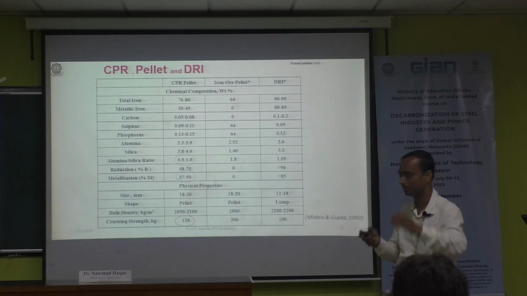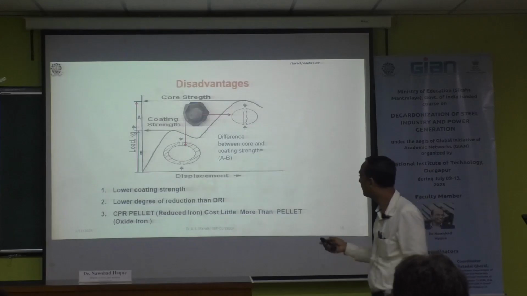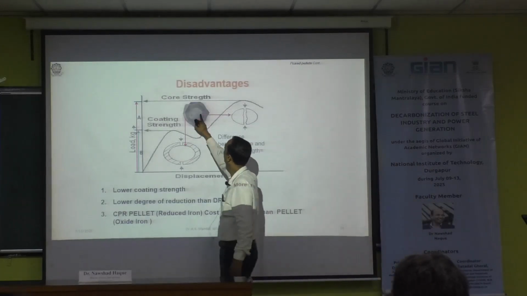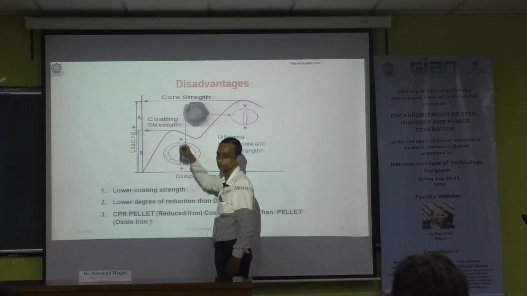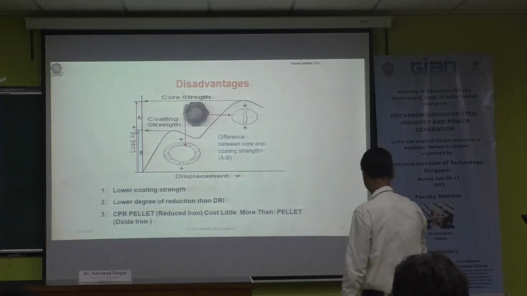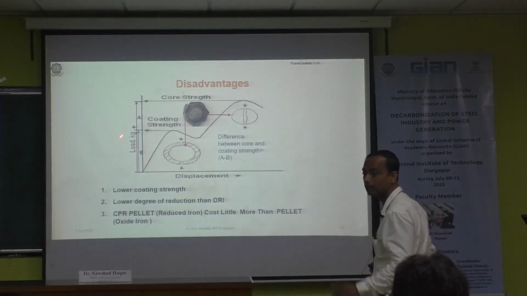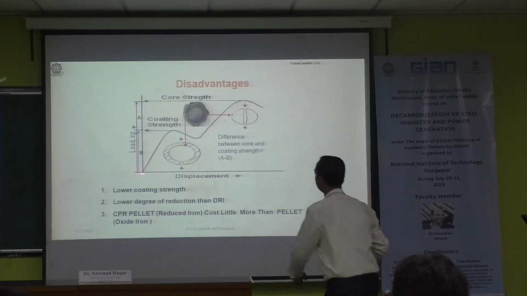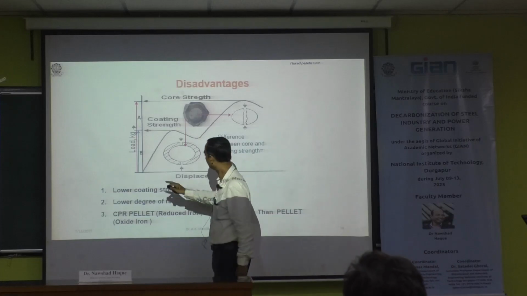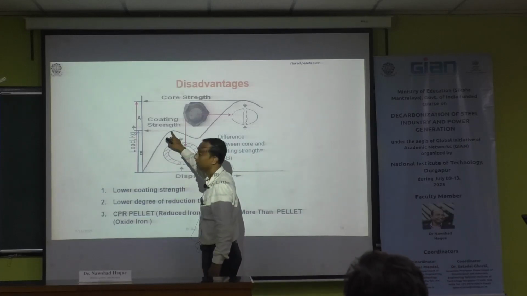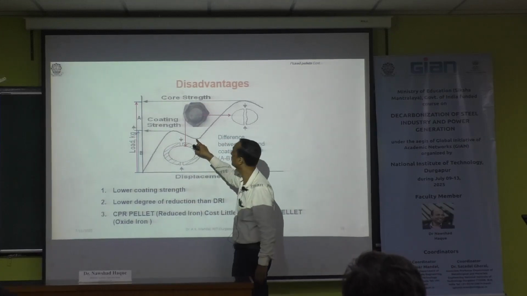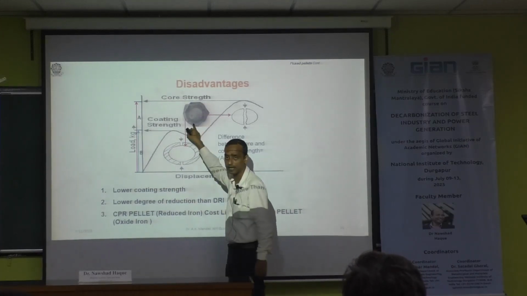This is actually one of our real study results. You can see the core and the coating. Then, if you see why it has lower strength, initially this is called the load displacement graph. If you apply the load, initially it will go up, then it will drop down again, due to the breaking of the coating layer.